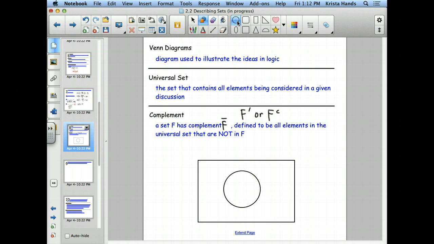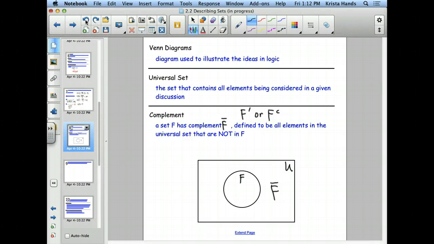So I'm going to draw one circle right now so that I can show you this idea of complement. If this circle is F as defined here, then F complement would be everything on the outer side of the circle. All still within this big rectangle, this box. This box is considered the universal set U. So that's the whole universe.